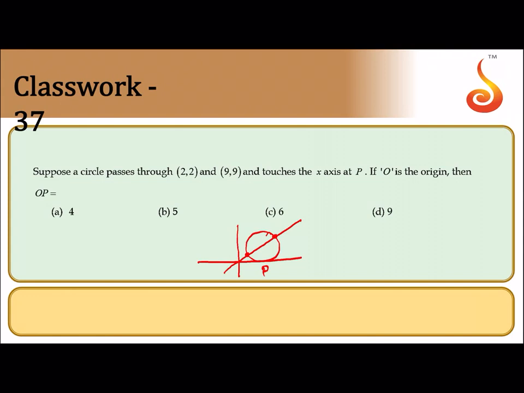This is question number 37. So this is 2 comma 2 and this is 9 comma 9. This is the point A and this is the point B. Why did I write it like this? Because the coordinates are the same, it is lying on the line y is equal to x.